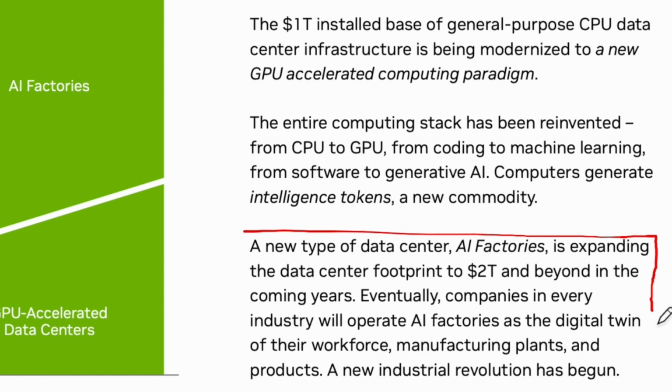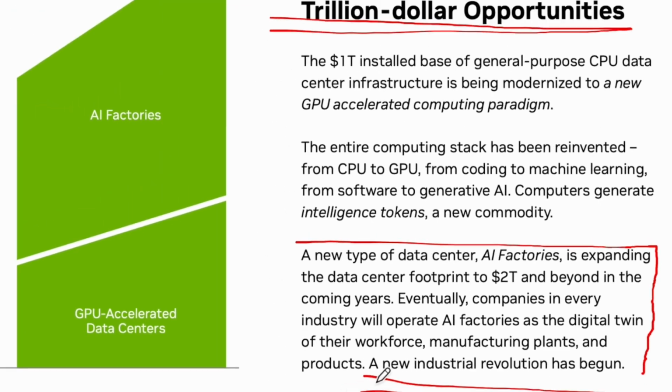Eventually, companies in every industry will operate AI factories as the digital twin of their workforce, manufacturing plant, and products. A new industrial revolution has begun, and Nvidia will provide all the chips to all the industries out there. You will bring your kid to daycare, AI Nvidia chips will take care of your kid. That is the plan, and Nvidia is selling that plan to perfection to everyone out there. So they are masters at that.